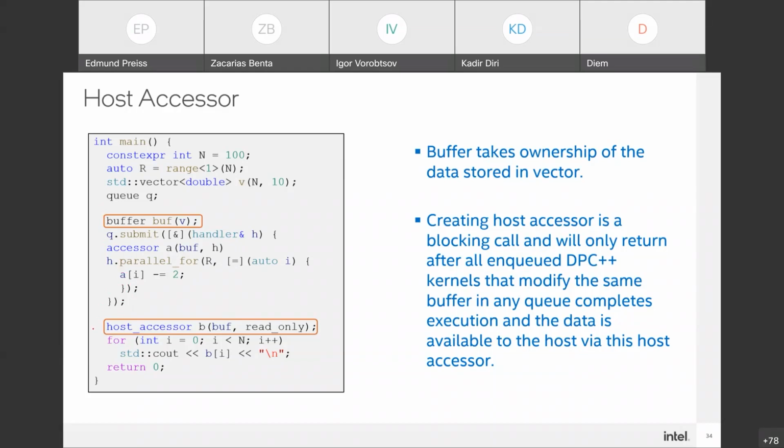So we do the synchronization with the construction of a host accessor here, because once we construct it, we will wait until all the queues using this buffer finish their execution. And you need to be really careful to avoid deadlocks with host accessors in your code. So you need to understand this stuff. The constructor of a host accessor is a blocking call, and it will only return once all the queues operating with your buffer finished their execution.